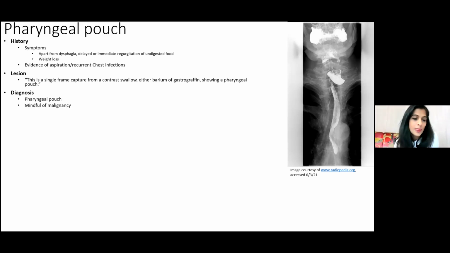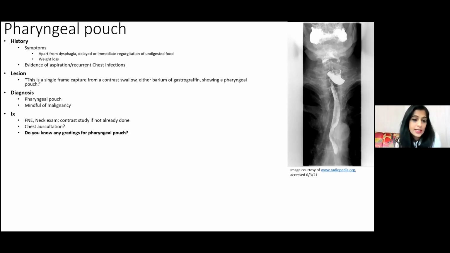You want to get to the point of actually talking about the surgery. So obviously the diagnosis here is a pharyngeal pouch, but you will mention that you're mindful of malignancy, both from the point of view of a malignancy being the reason the patient developed the pressure gradients causing the pouch, but also the pouch itself can have a malignancy within it.